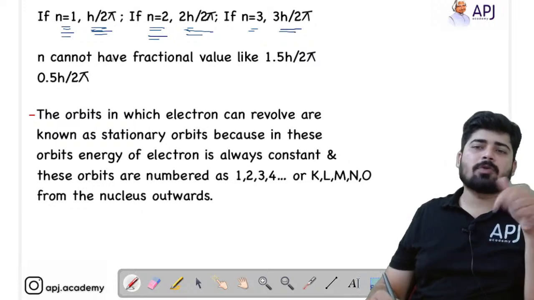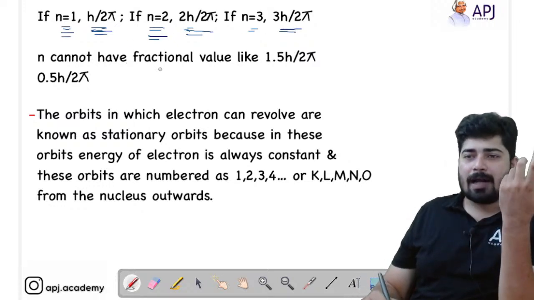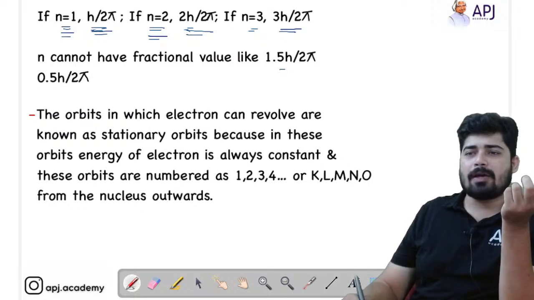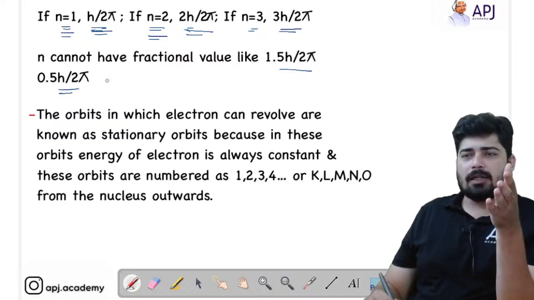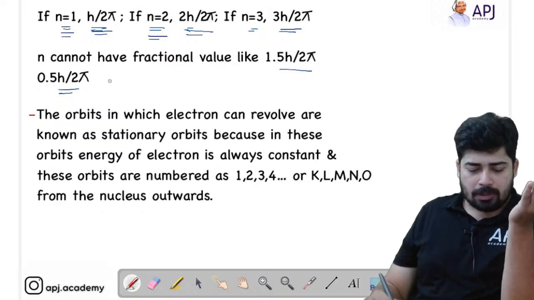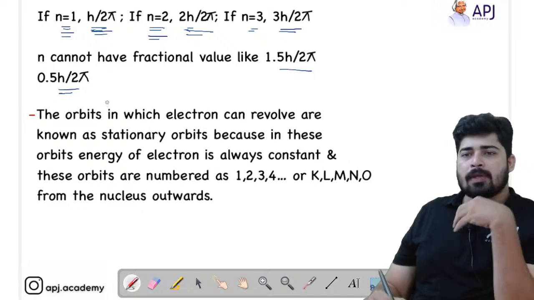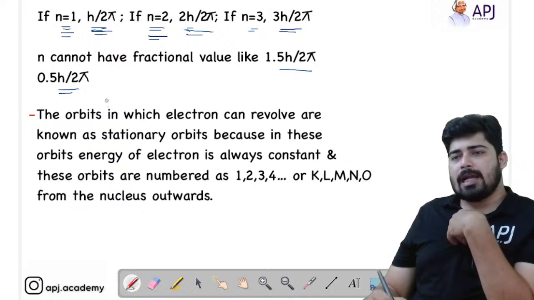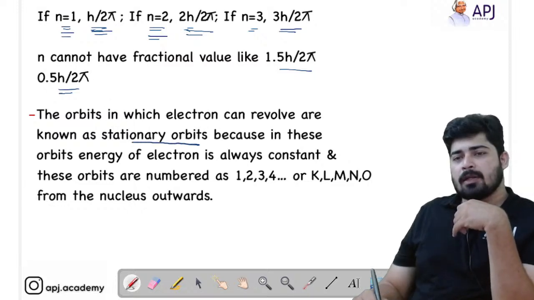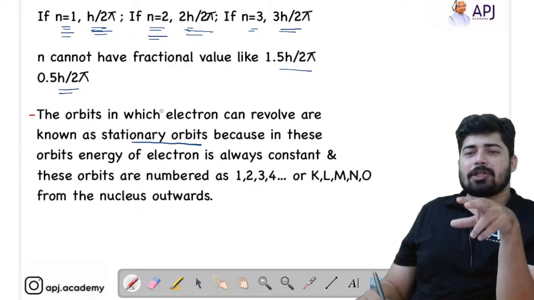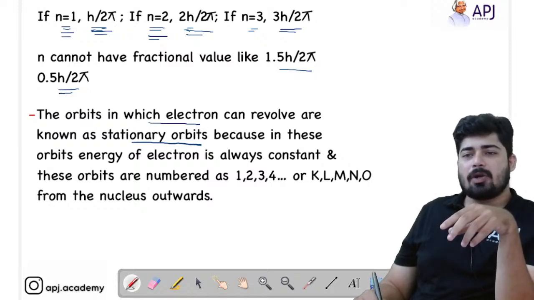Okay, and I have told you that n cannot have any fractional value like 1.5 h by 2 pi or 0.5 h by 2 pi. Such fractional values cannot be found in the Bohr orbits. Okay, that's an important point. And the orbits in which an electron can revolve are known as stationary orbits.